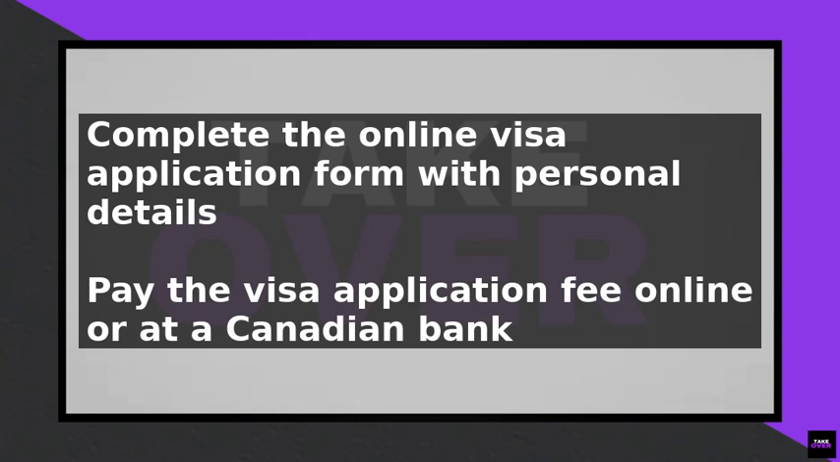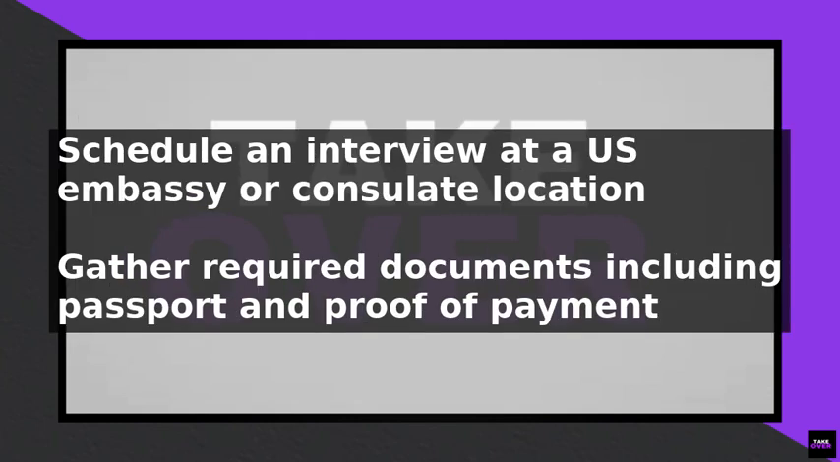Gather required documents, including your passport, proof of payment for the application fee, and supporting documents such as proof of income, employment, or education. The specific documents required will depend on the type of visa you are applying for.